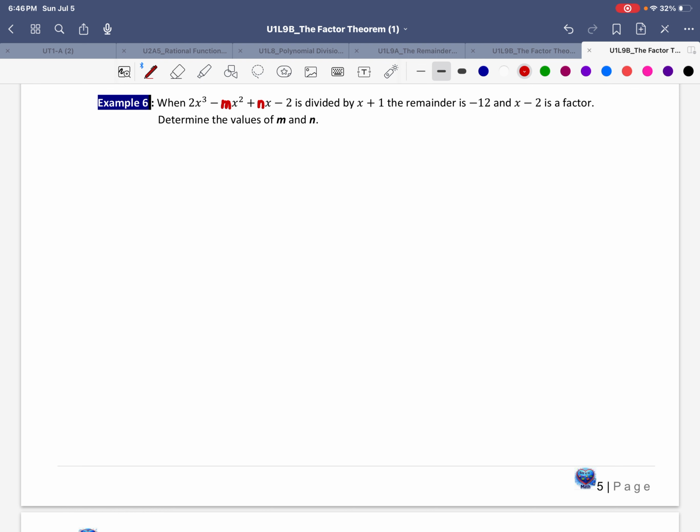Okay, so read the problem again to clarify what information you have and how it can be used. When divided by x plus 1, remainder is negative 12. So what does that mean? It means that the value of this polynomial at this b value, what is the b value in this case? Well, it has to be negative 1, so we must subtract negative 1 from x to get x plus 1. Must be equal to negative 12.